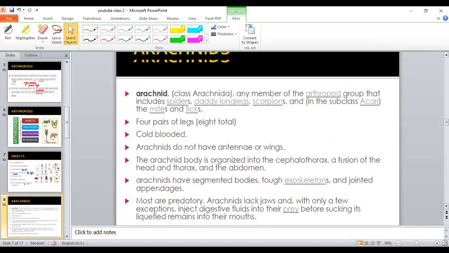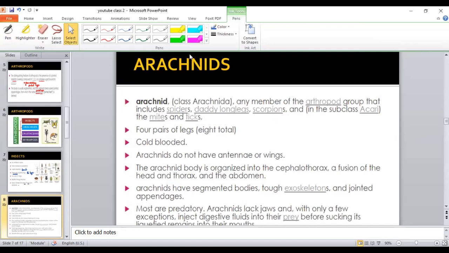Then come the arachnids. There are different types of examples of arachnids: spider, daddy long legs, scorpion, mites, ticks. Okay, and they have 4 pairs of jointed legs. It means 8 legs in total. Okay. Cold-blooded, like they cannot maintain their body temperature. Arachnids don't have antennae or wings. Insects have wings and antennae, but they don't have them. Okay, this is the distinguishing feature.